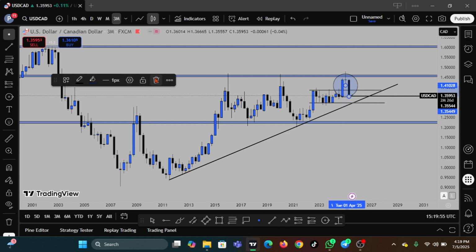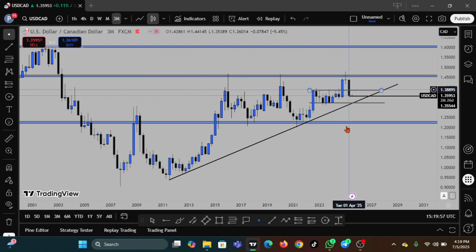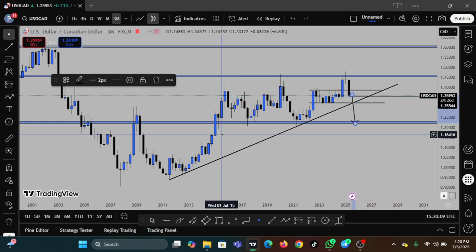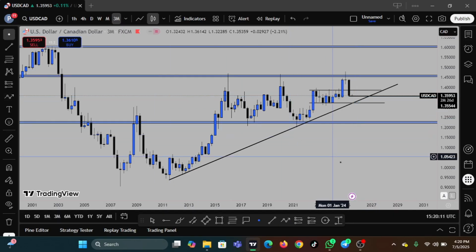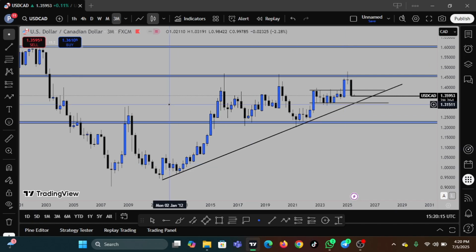So we are seeing that the sellers want to come into this market, and where did they want to push this market to? They want to push it further down. So I'm expecting USD CAD overall to push further down. This is telling us that the dollar is really weak, but before we push further down, there are some levels we need to pay attention to as well.